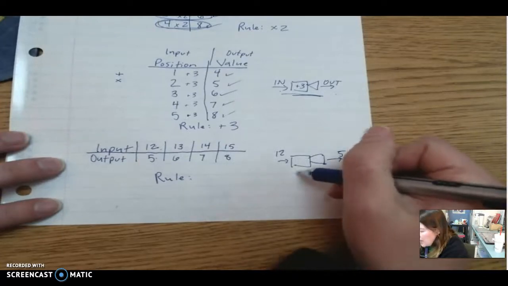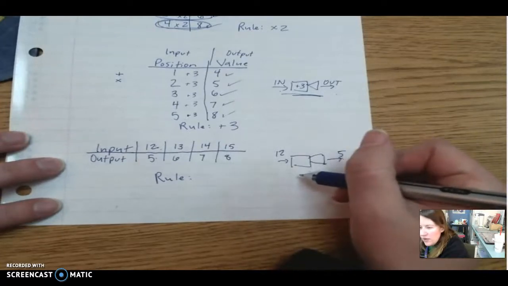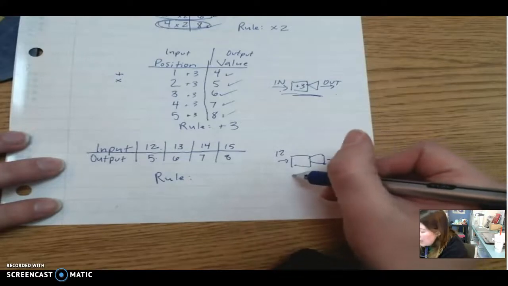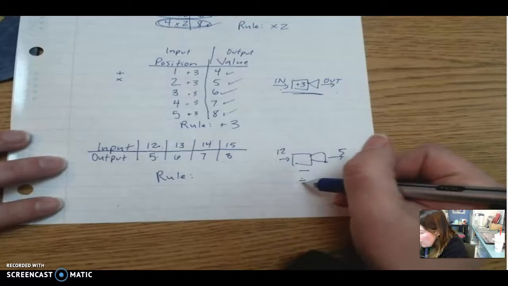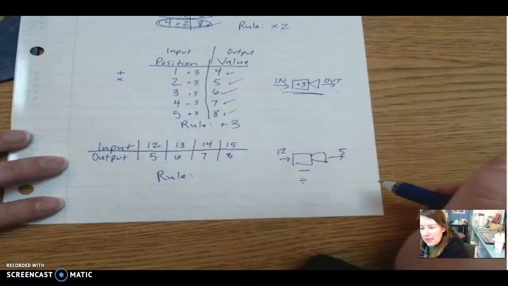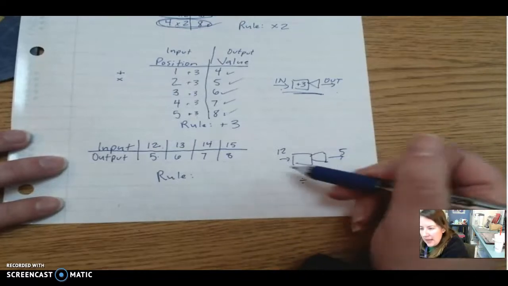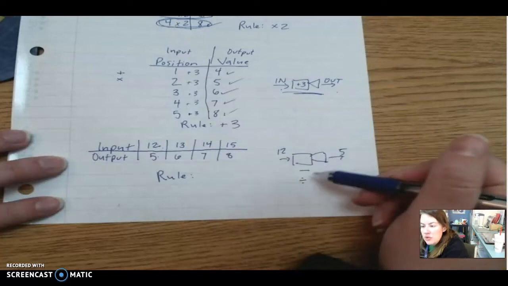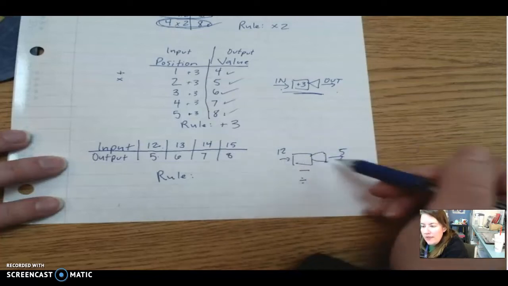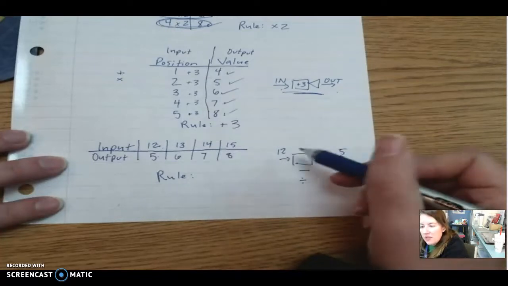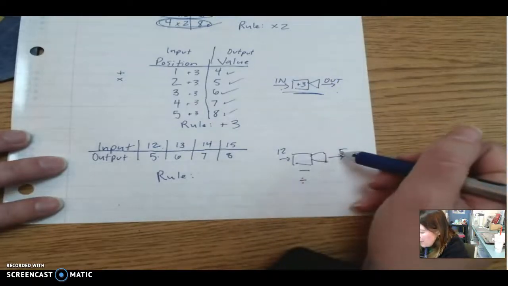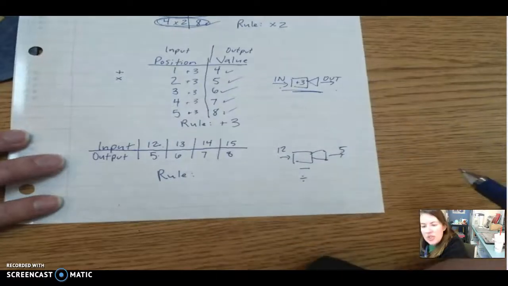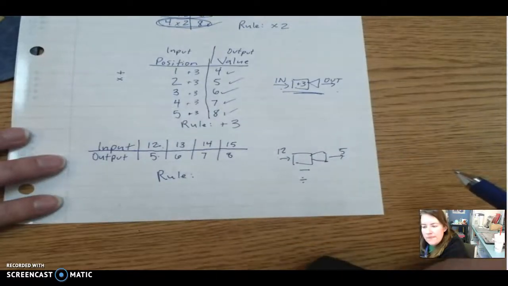So remember, if my number is getting smaller, there's two things that can be happening. My number machine can either be subtracting something or it can be dividing by something. Let's see, what could my number machine be doing if I put in a 12 and out pops a 5? Think about it for a second. So if I put in a 12 and out pops a 5, what could my number machine possibly be doing?